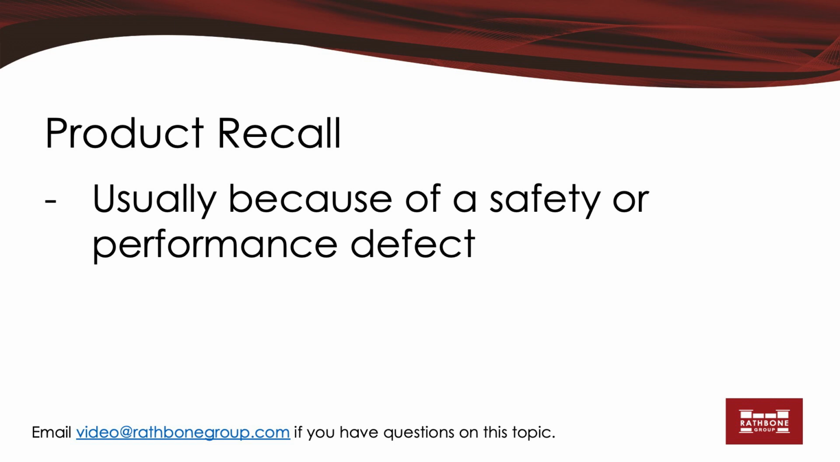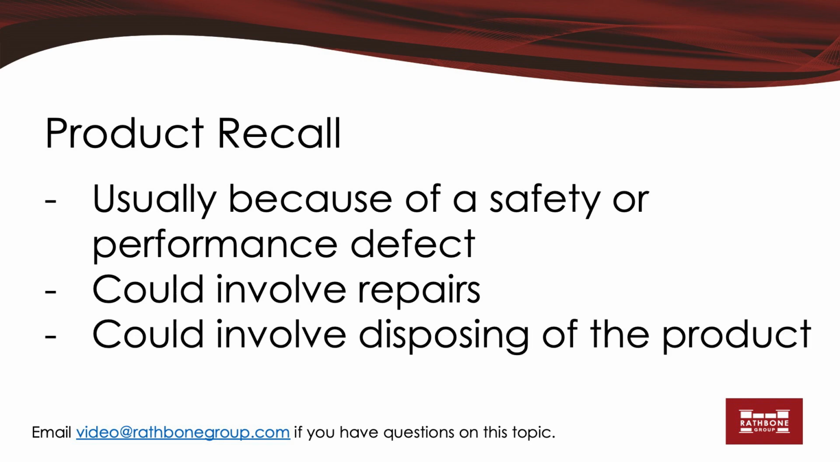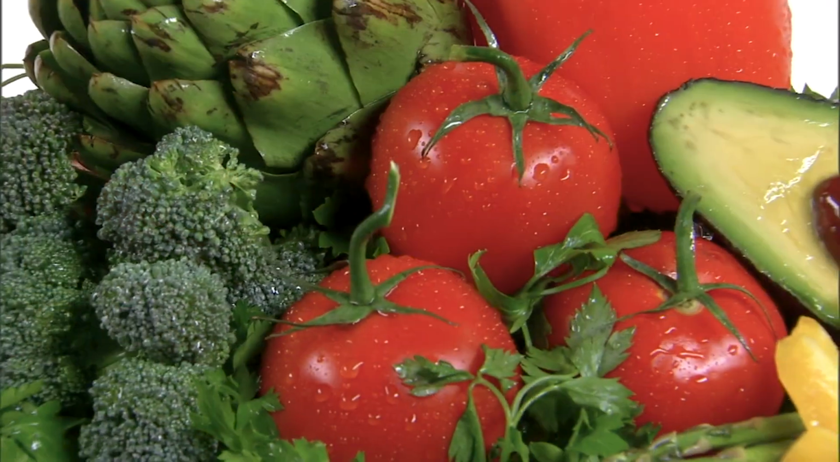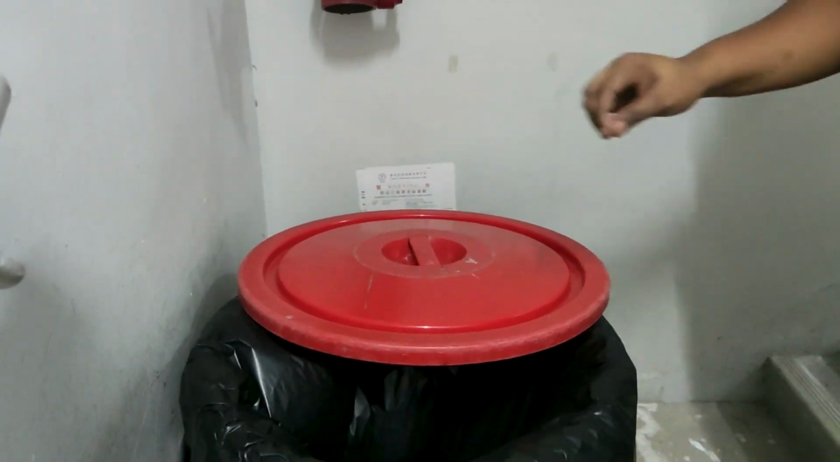In some cases, this request involves taking the product back into the manufacturer so they can make repairs. In other cases, this involves taking the product and disposing of it because it's too dangerous. In certain circumstances, you can think of in the case of food, for example, if there is food out in the marketplace that has salmonella or some other infectious disease, they're going to ask you to just throw that away and make sure that you don't bring it back to the store.